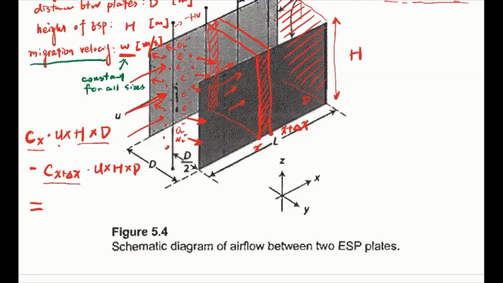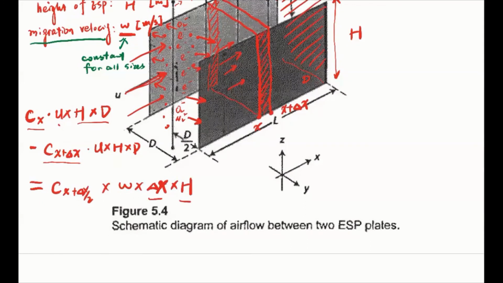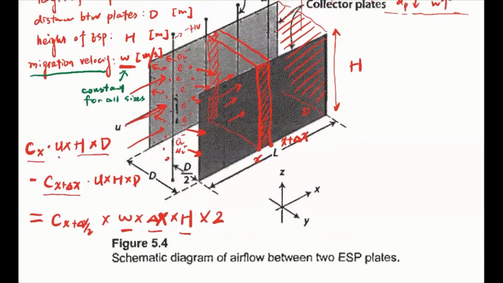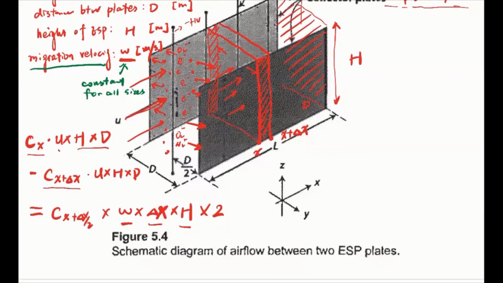How do we calculate that deposited particle amount? That's going to be C(x plus delta x) divided by 2, which is the concentration at the middle of the thin slice, multiplied by W, multiplied by delta x, multiplied by H, right? Delta x multiplied by H is just the area on one side of the plate. We know that there are two sides, so we multiply by 2. And this W is the migration velocity, which means how fast the particles are moving towards these two plates. So that's going to be C(x plus delta x) divided by 2, W, delta x, H, multiplied by 2. Okay, so this is the mass balance that we can build on this very thin slice.